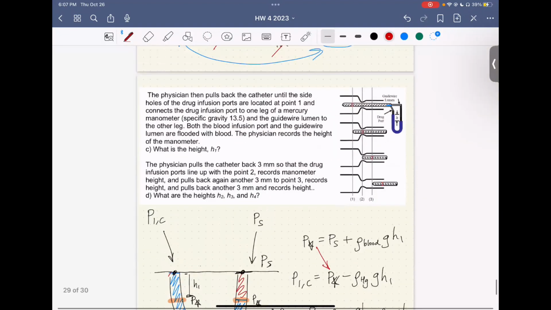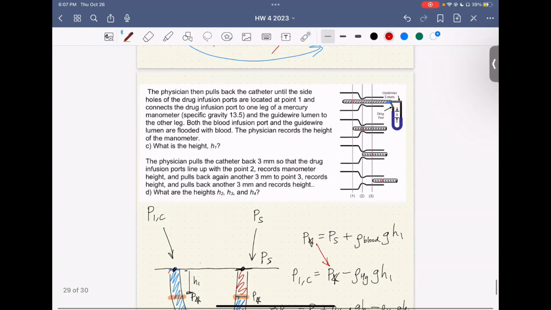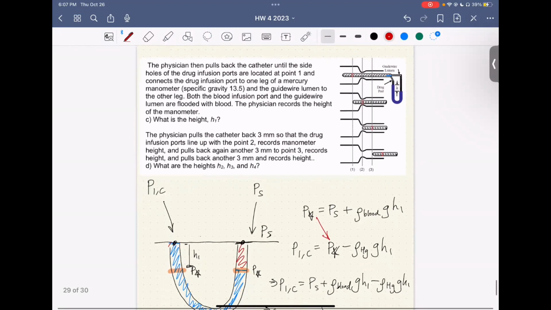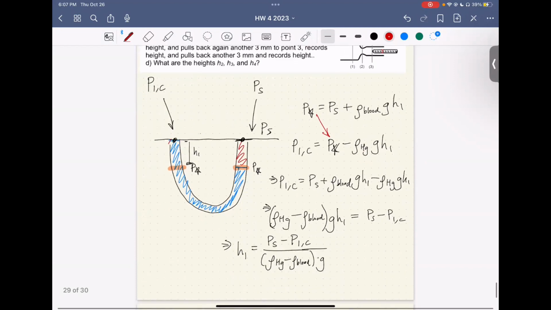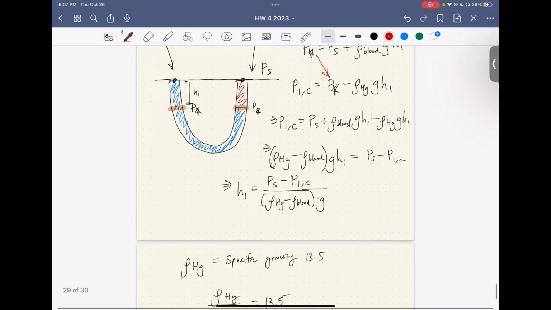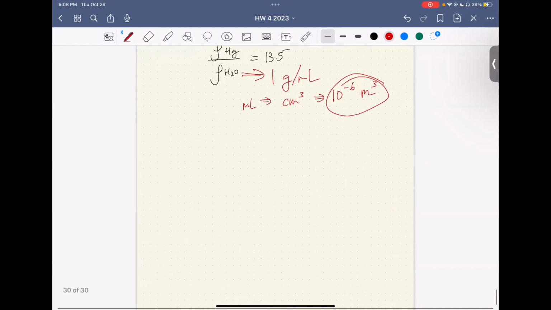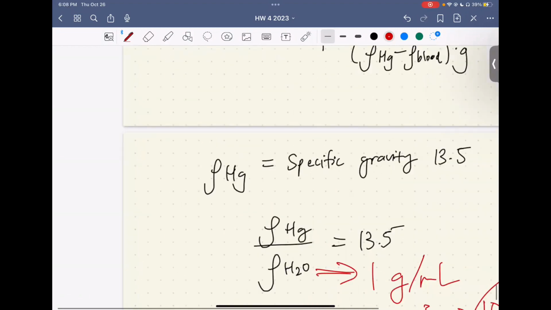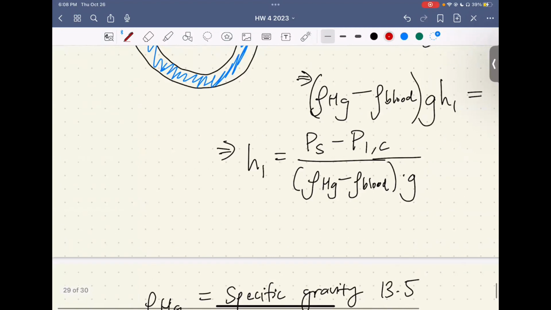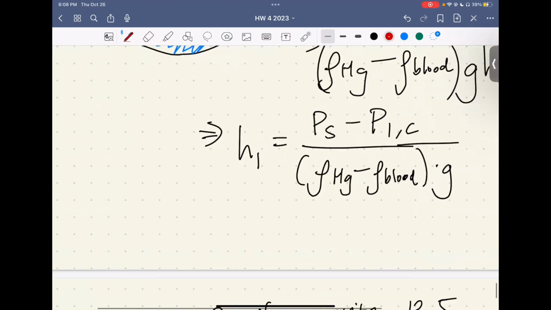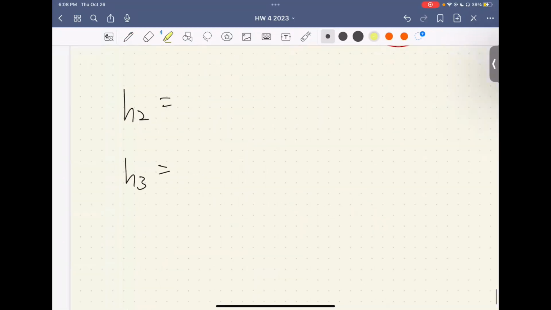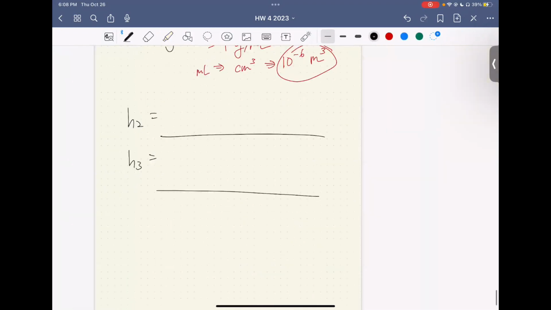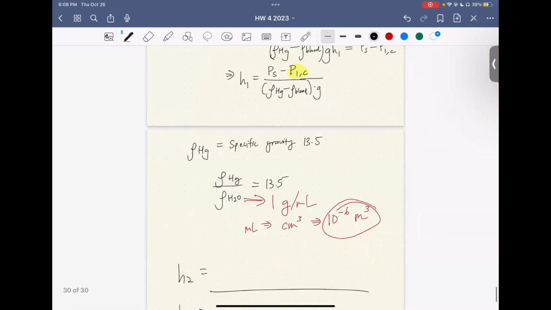Now, finally, for part D, it's asking, what are the heights H2, H3, and H4? Well, let's think about what our actual pressures will be. In this exact same way, you can use the expression that you derived for H2 and H3. So try to derive these, then plug in and solve.